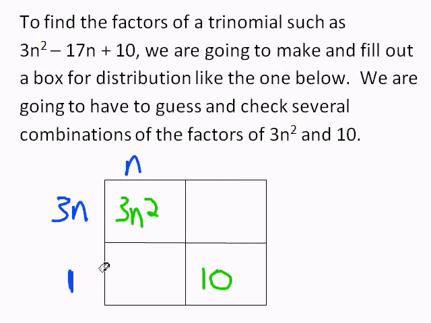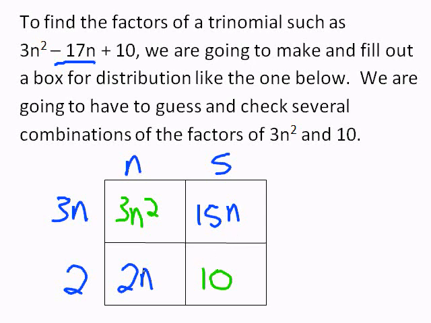Instead of 10 and 1, let's try 5 and 2. So we go 3n times 5 is 15n, and 2 times n is 2n. Now if we combine our middle terms, the 2n and 15n, we get 17n, which is real close to what we're looking for, but we really want a negative, not a positive.